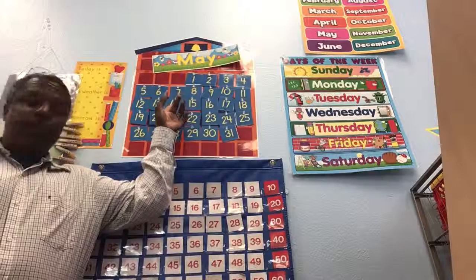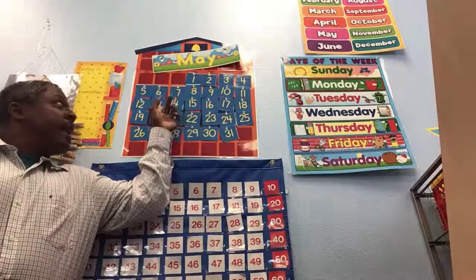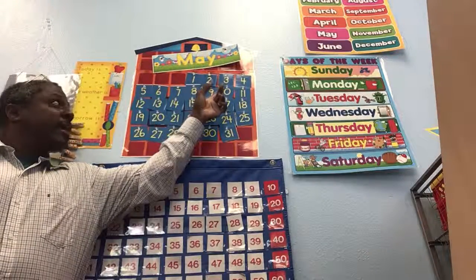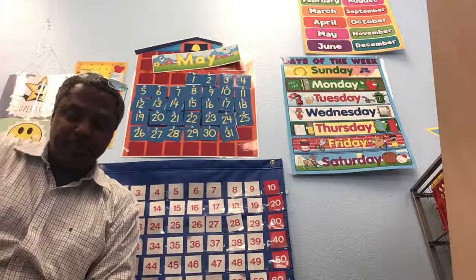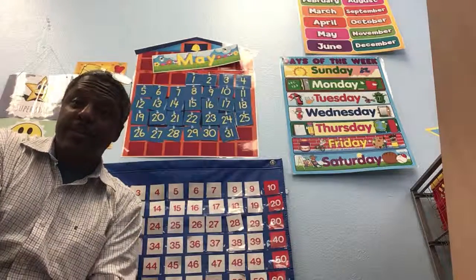For example, if we start with today the 14th, we can count backwards from 14 back to 10. Or we can count forward from 14 to 17. We can even identify numbers out of sequence.